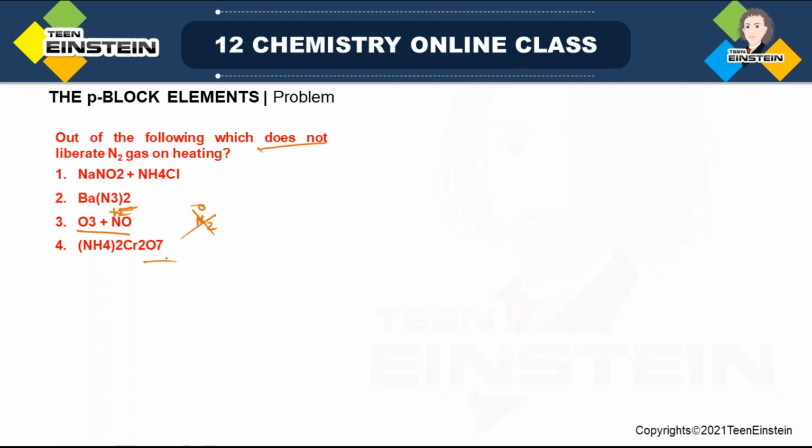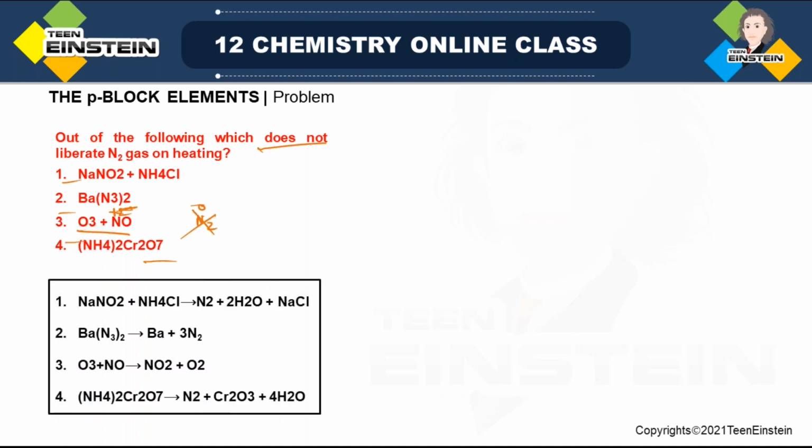So this much information is enough to answer this question, even if you do not know what the products are in these cases, because it is a single choice answer. So there will be only one option in which there will be no liberation of nitrogen. So that is why this is the correct option, that is option 3. But we will also see what the products are in the other reactions.